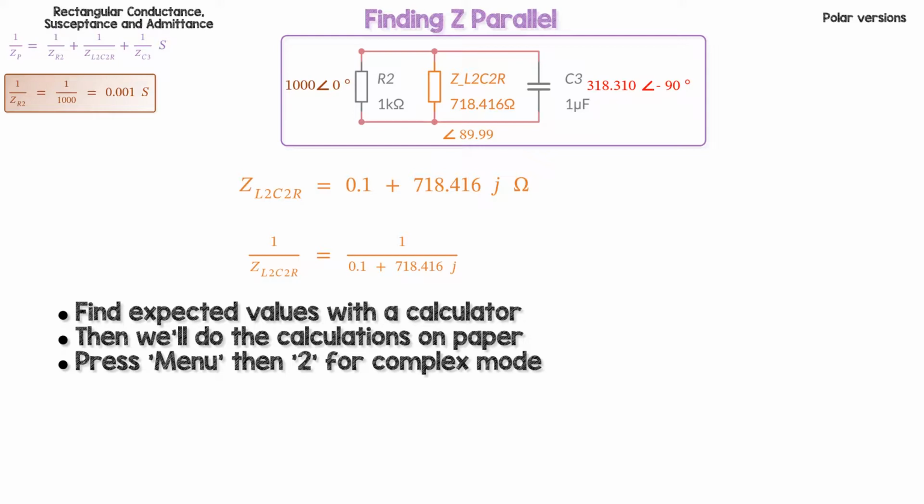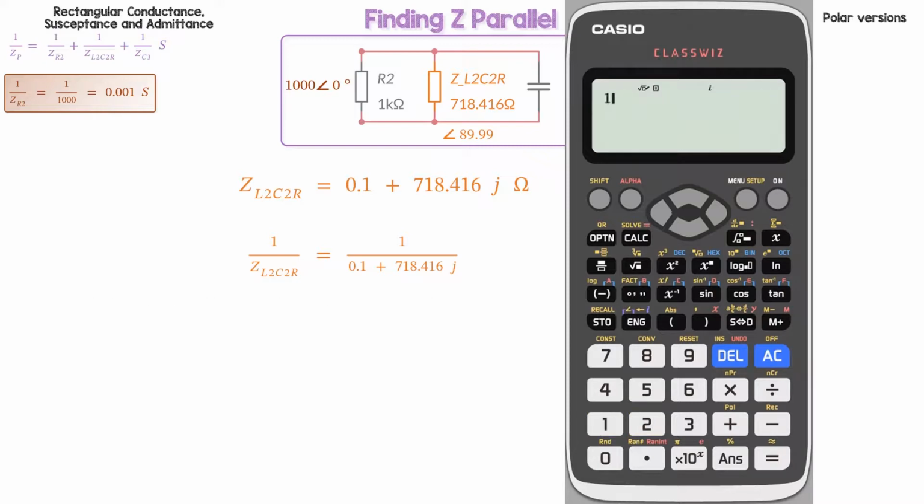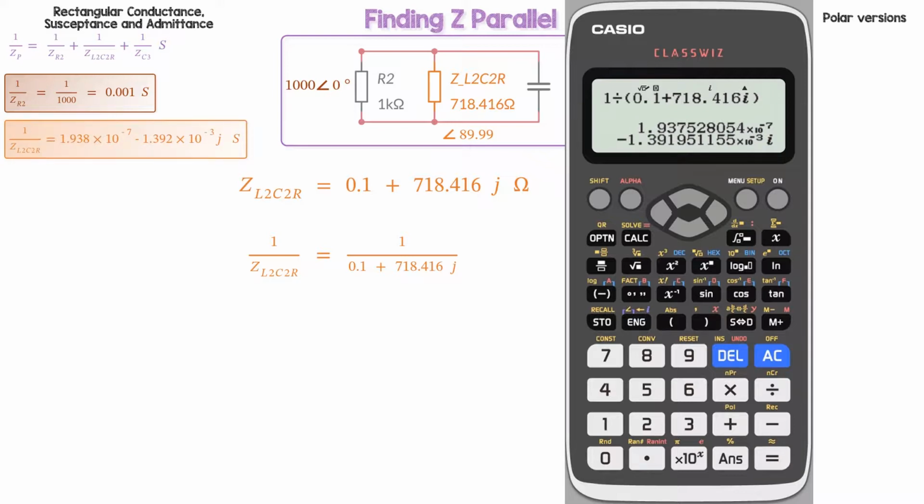Remember to press menu, then 2 for complex mode on your calculator. So 1 divided by 0.1 plus 718.416j. Don't forget the j or i. That's the reciprocal of ZL2C2R. Then we can convert it into polar form as shown. And these are the values that we're going to expect to find.